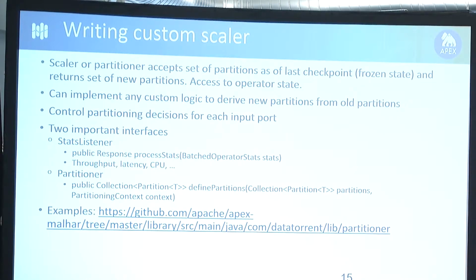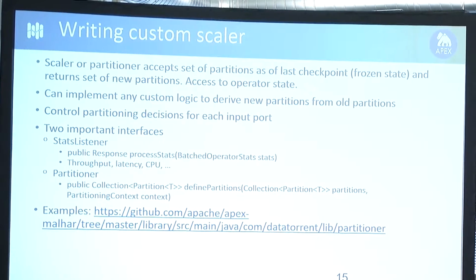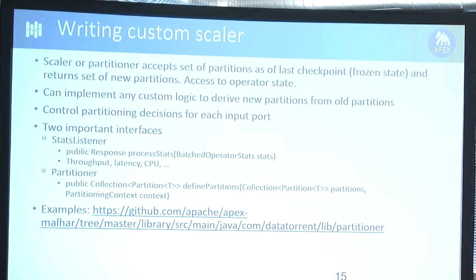By stats, I mean not just the system level stats like throughput and latency that we provide. You can provide your own stats. In your operator, you can have your own metrics. For example, if you're writing a dedupe operator, and the number of duplicates is a particular metric, you can provide your own custom stats from the operator to the stats listener, and use that to make your decision to partition.